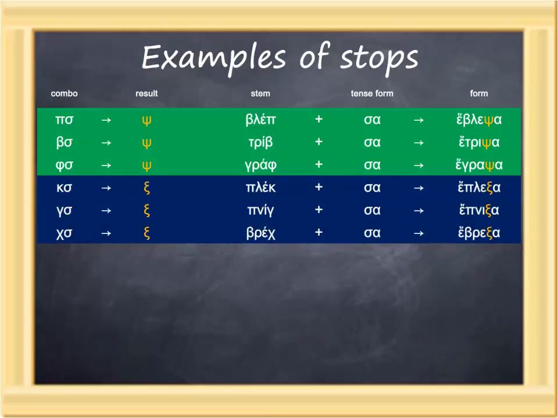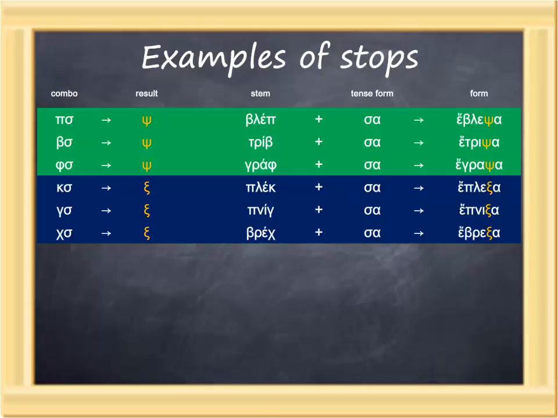The velars combine with sigma to form a xi. So, for example, plek plus sigma alpha, eplexa. Pnig plus sigma alpha, epnixa.